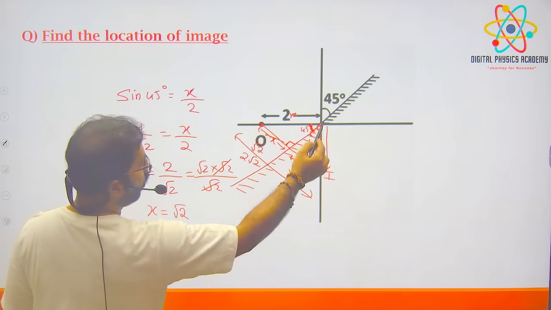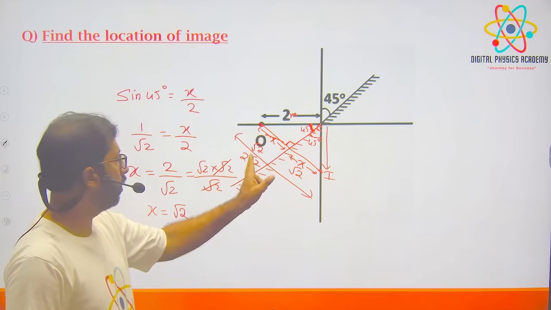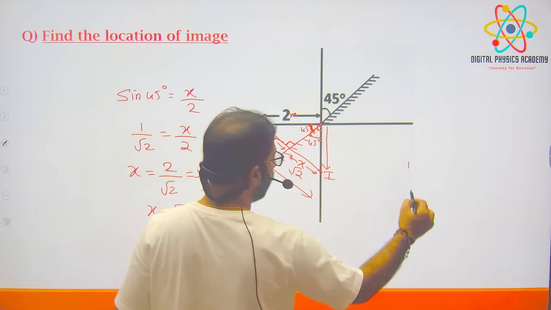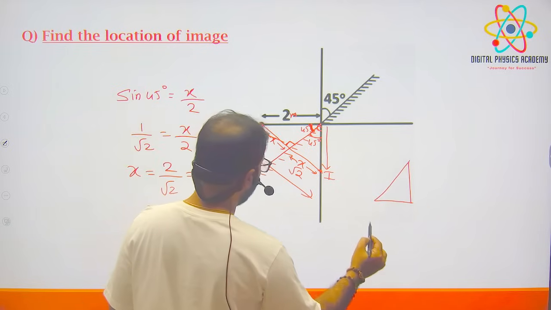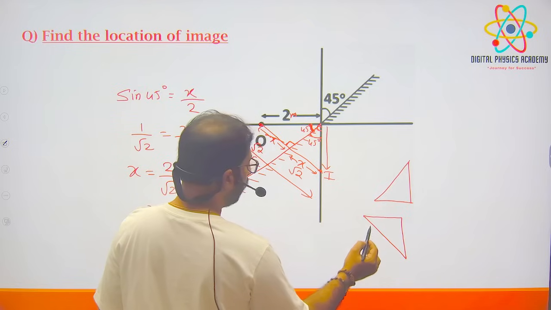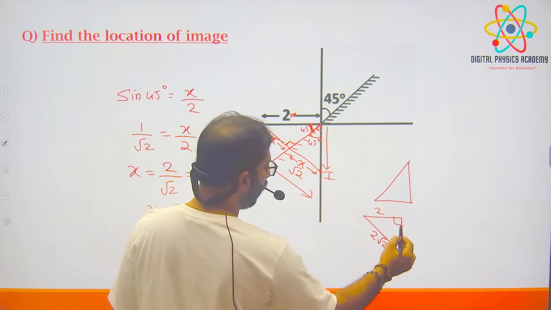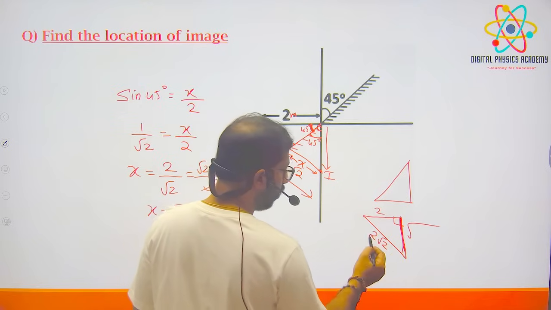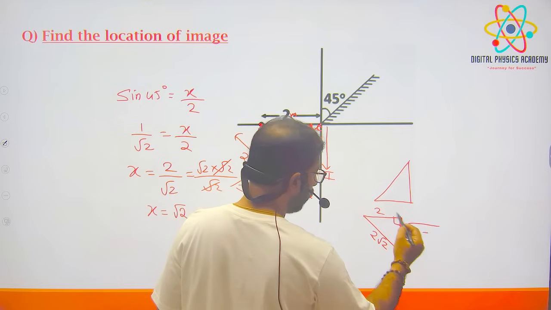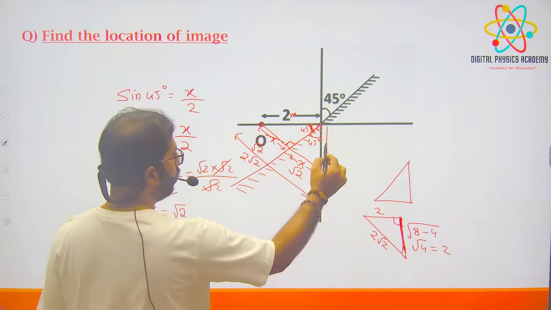This is 2. Can you tell me this one? कितना होगा? 90 है ना? 90 का 1 is hypotenuse. So right angle Pythagoras theorem लगाएंगे. So this is 2 root 2. 90. This is 2. Can you tell me this one? Under root this square minus this square. So 4 into 2, 8 minus 4. So under root 4 is 2. Right? So this is 2 meters.